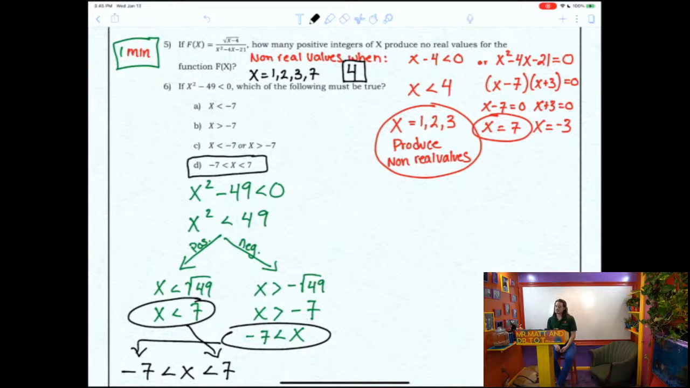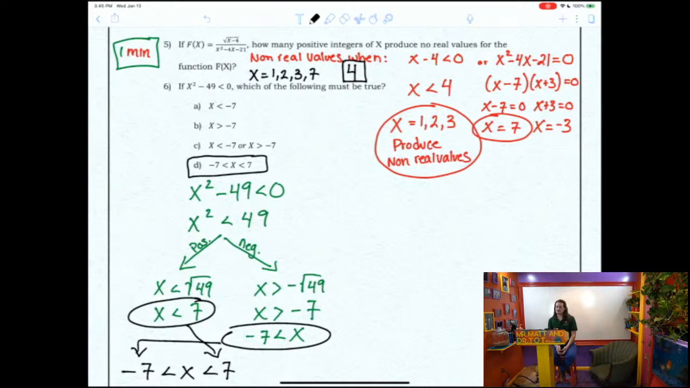For number 6, if we take x squared minus 49 less than 0 and solve for x, we're first going to add 49 to both sides. So we get x squared is less than 49. Then we need to take the square root. Remember, when we take the square root, we have to consider the positive and the negative outputs. When we're dealing with an inequality, that practically means that when we consider the negative output, we have to flip the direction of the inequality sign.